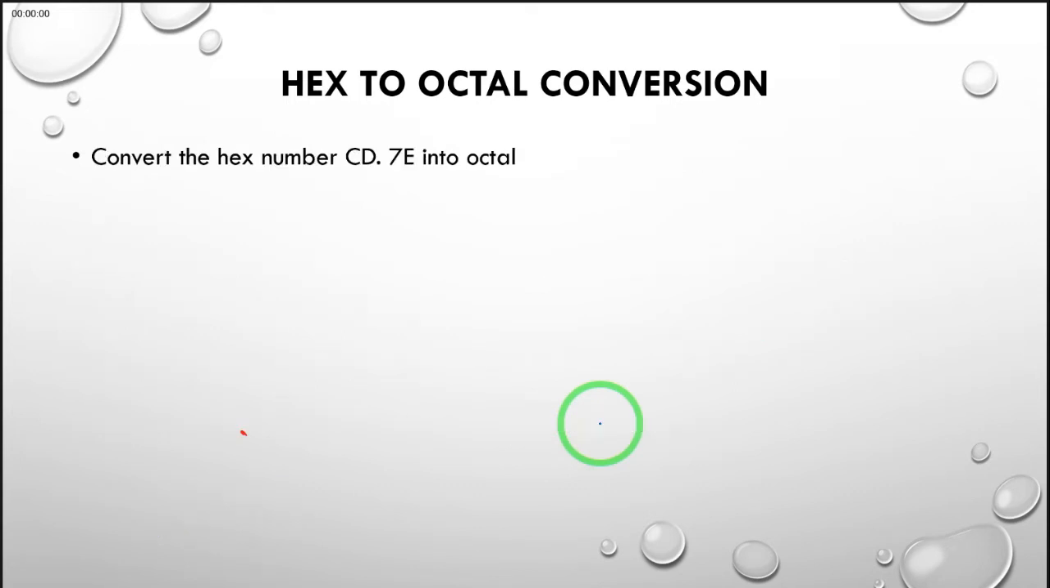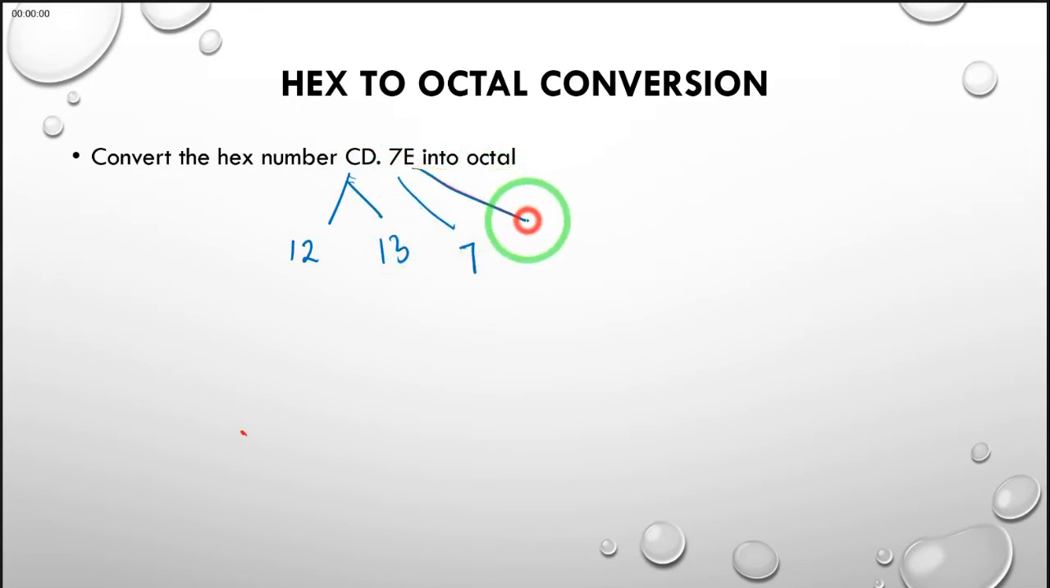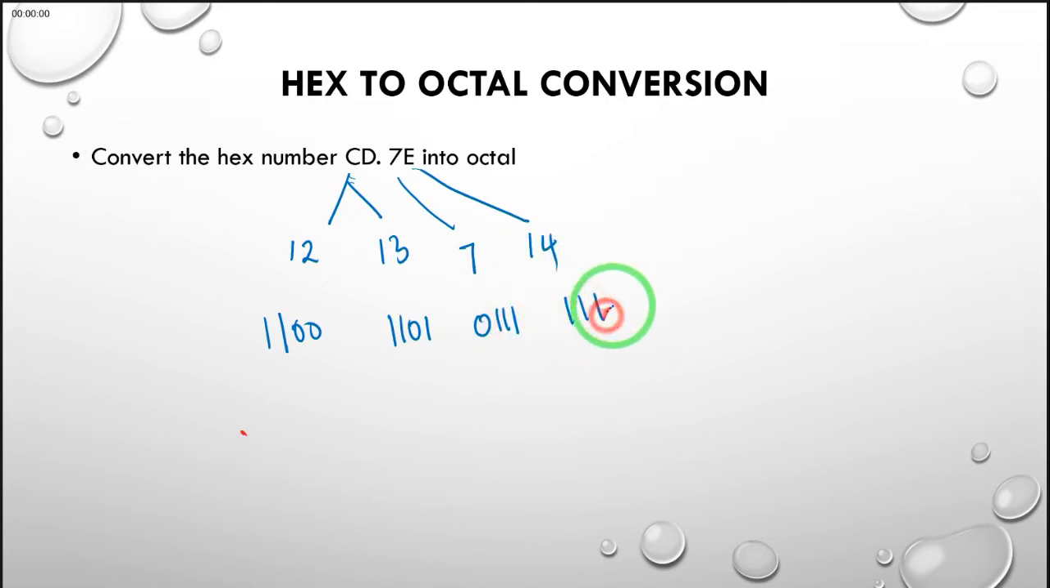So we have an example that involves hexa number to octal conversion, and we do it the same way we have illustrated. We say C is equivalent to 12 and D is equivalent to 13. 7 is still 7 and E is equivalent to 14. So what we do is represent each of these hexa digits in their binary equivalent, which is 1100 for 12, 1101 for 13, 0111, and 14 is 1110.